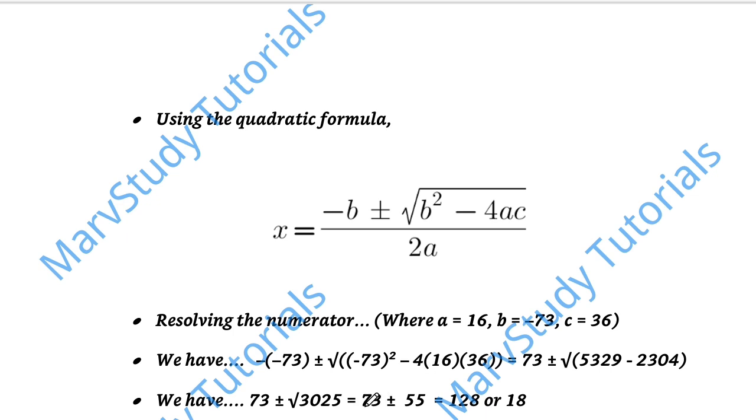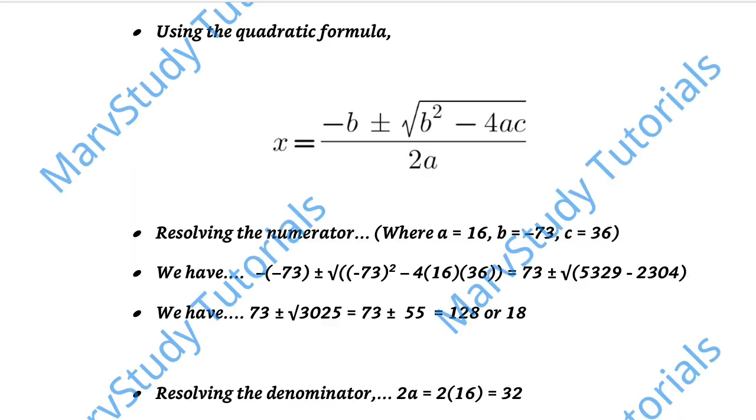So if we add 73 plus 55, we have 128. And if we subtract, we're going to have 73 minus 55, which is 18. So the numerator is taking values 128 or 18. Then we resolve the denominator. The denominator is 2a, right? And the value of a in this case was 16. So 2 times 16 is 32.